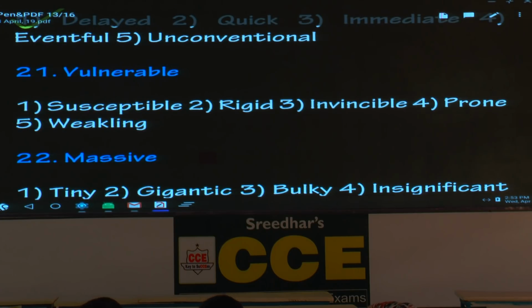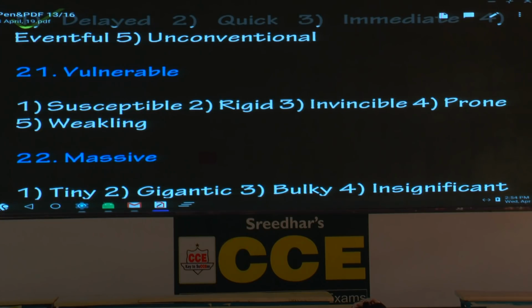Rigid. Rigid, what is opposite? Flexible. Stubborn, adamant, rigid, one side. Flexible, lenient, lax, the other side. So, is it relevant here? No. Invincible, that's a very good word. Please underline the word invincible. Invincible means very strong, very strong.